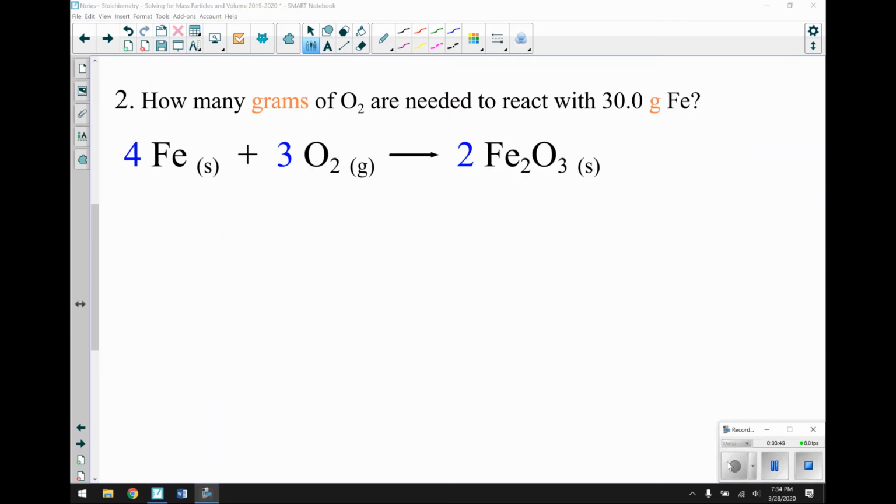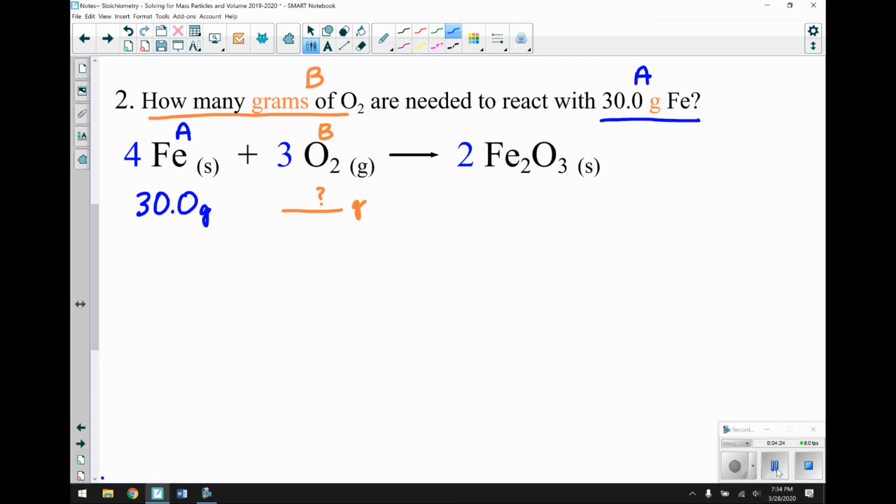Okay, let's look at sample problem number 2. How many grams of oxygen? Once again, oxygen then is substance B. I'm going to mark B. I'm going to say how many grams are needed to react with 30 grams of iron. So this is my given, 30 grams of iron. I'm going to mark it A. I'm going to mark iron as A in my balanced equation, and I'm going to say 30.0 grams.